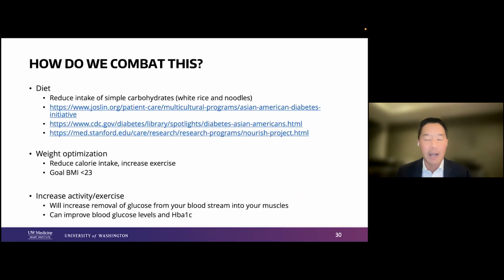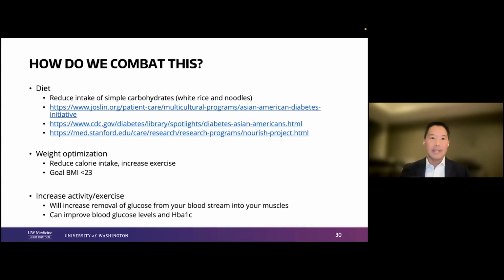So what can we do to combat this? I listed a few resources here that are ways to assess your risk, looking specifically at programs for Asian Americans at Joslin Diabetes Center. That's part of Harvard Medical School. They have a specific research program on diabetes for Asian Americans. So these are links that you can pay attention to.